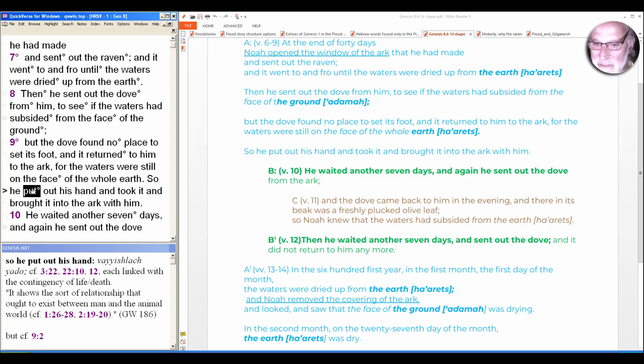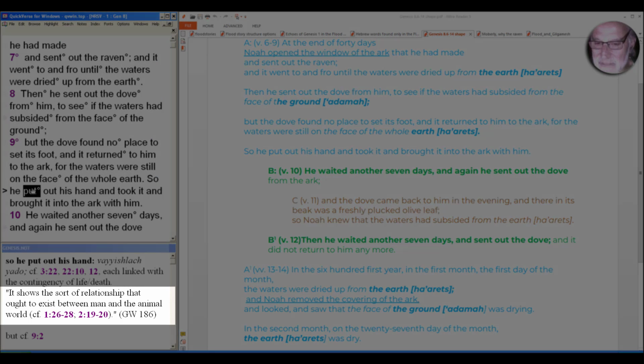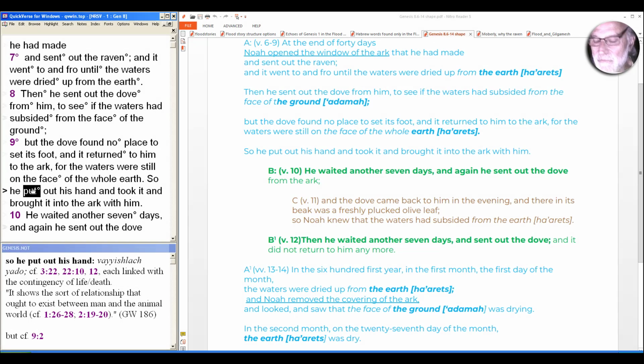And as Wenham suggests, a little homiletically, it shows the sort of relationship that ought to exist between man and the animal world, which will be broken up, as we'll see, in God's follow-up, where the dread of humans is put on the animals. And there aren't too many wild birds that'll land on a human hand these days, are there? In our area, we have camp robbers, but maybe you don't have something like that in your area.